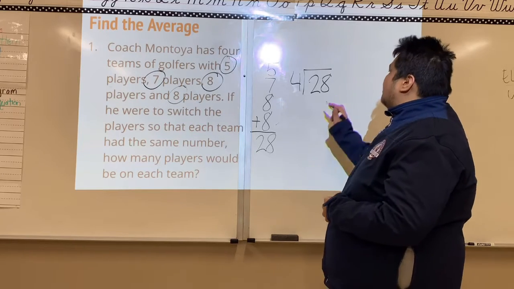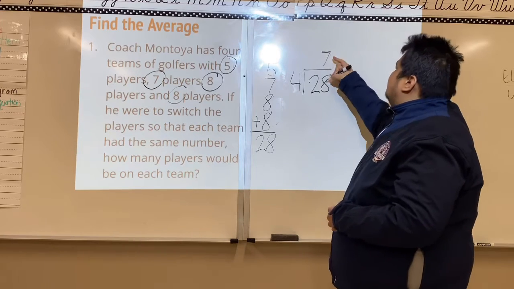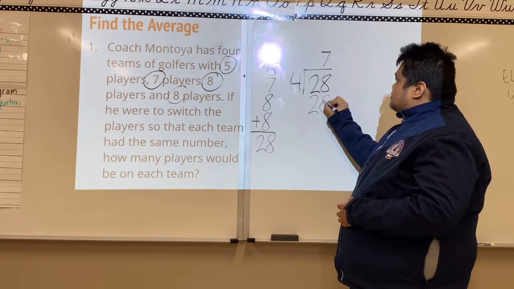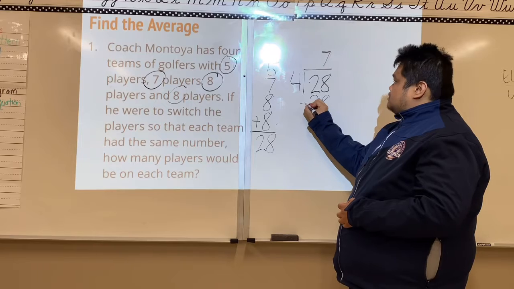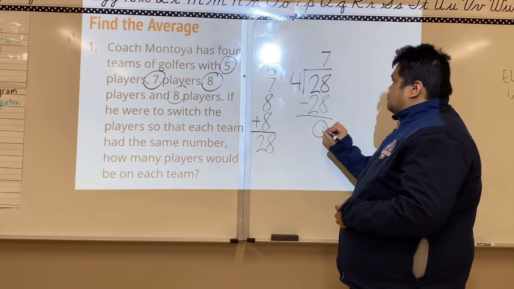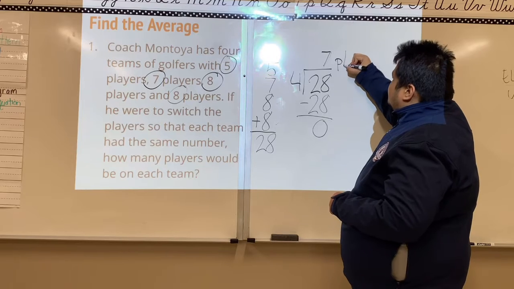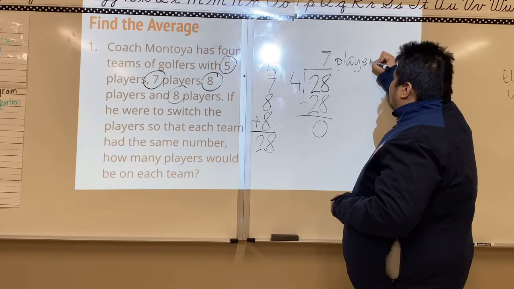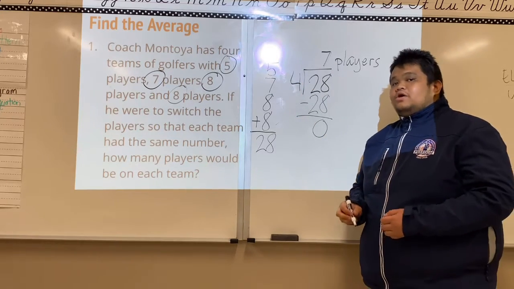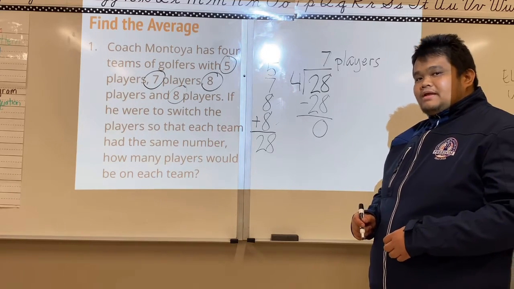Yep, you got it right. It's 7. 7 times 4 is equal to 28. Then what is the next step? We are going to subtract it. 28 minus 28, 0. So what is our final answer then? 7 players. Okay. Coach Montoya would have 7 players on each team. Do you have any questions? Okay? Now it's your turn.